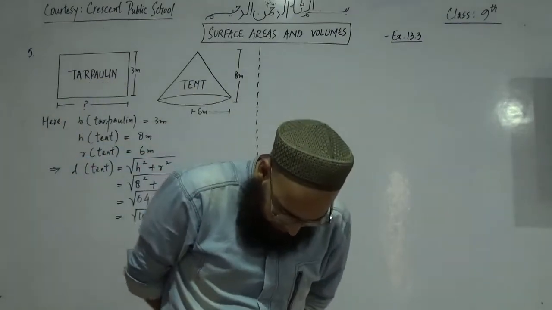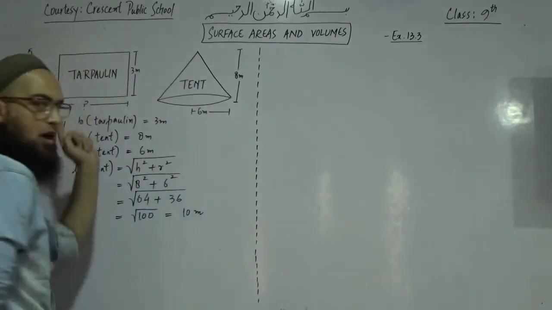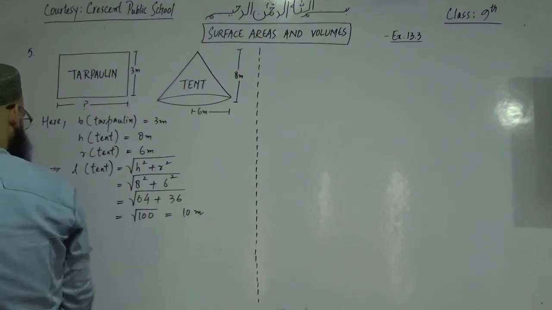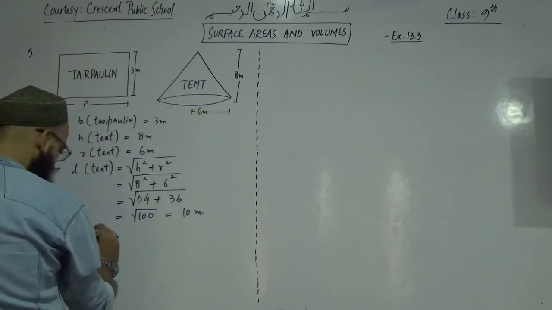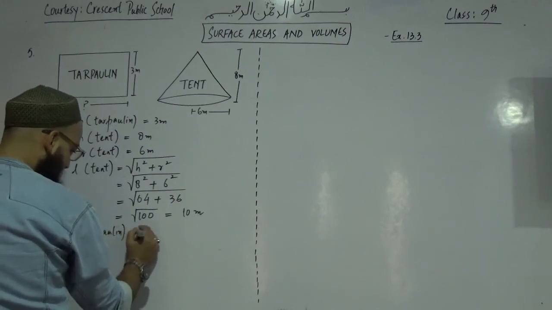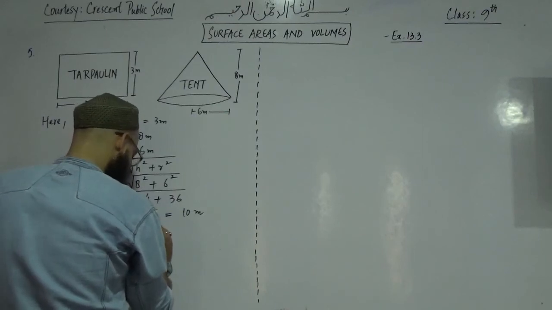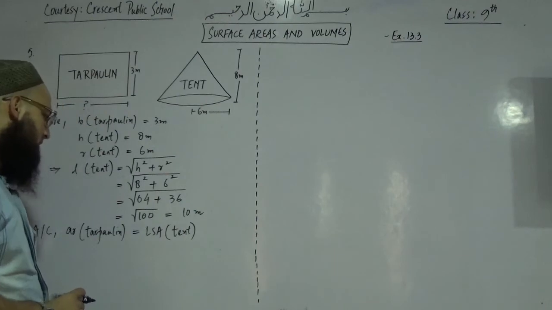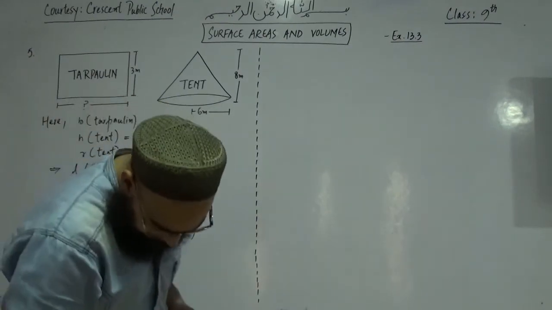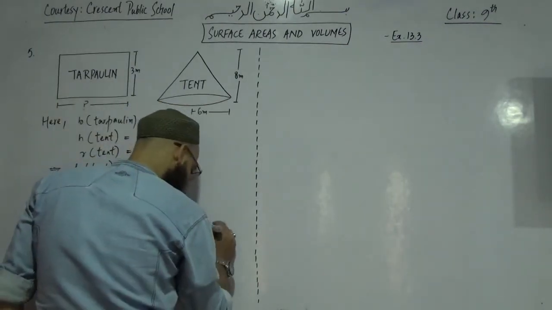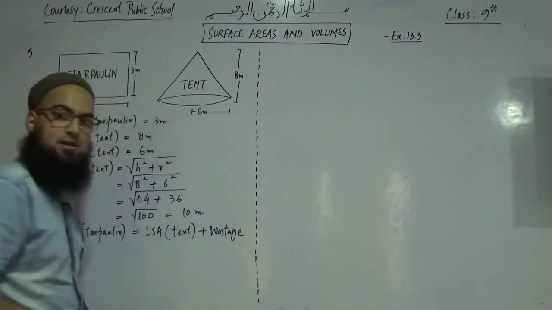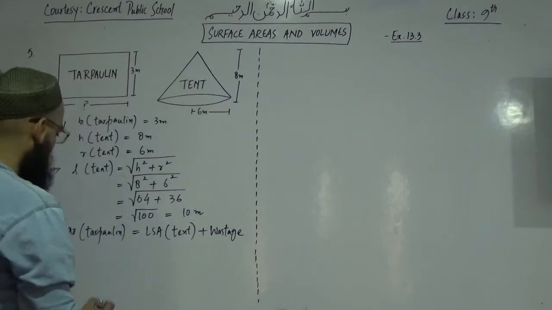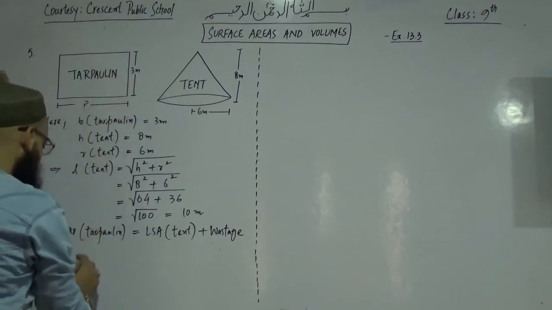Now you can find the curved surface area of the tent, that will be equal to the area of tarpaulin. According to the condition, area of tarpaulin will be equal to lateral surface area or curved surface area of tent plus wastage. Because there is some portion of tarpaulin which is being wasted in making the tent. So, plus wastage. Now, area of tarpaulin is area of rectangle, that is length times breadth.